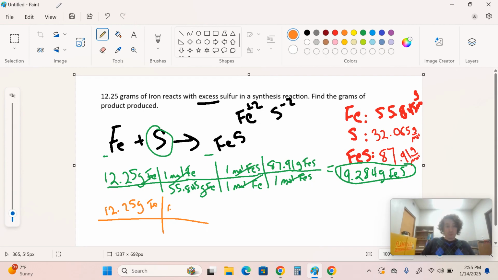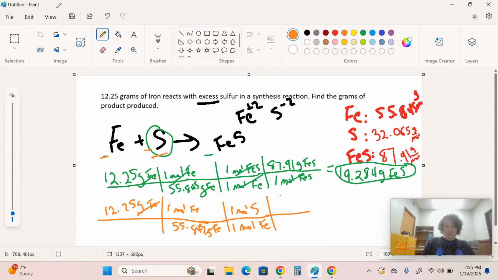Molar mass, same. 1 mole of iron is 55.845 grams of iron. Again, to cancel out the grams. Hooray. And now I want to go to sulfur. It happens to be 1 to 1, right? The ratio, again, happens to be 1 to 1. Easy reaction, very simple. The synthesis reaction is 1 to 1. So it's, again, 1 mole of sulfur per every 1 mole of iron, okay?